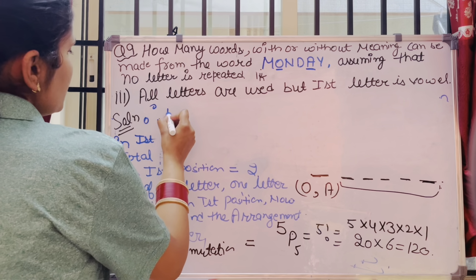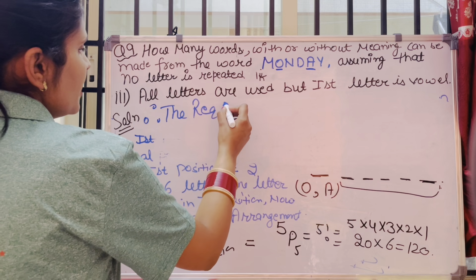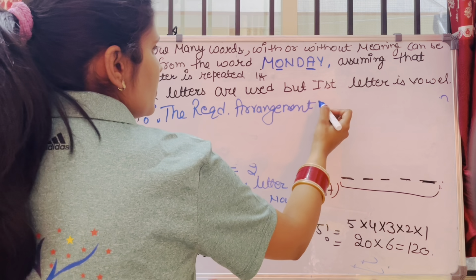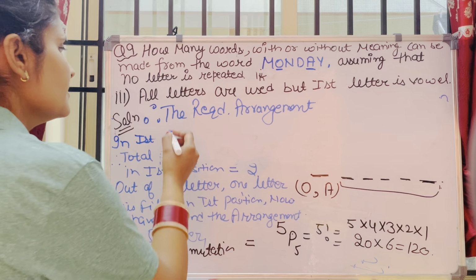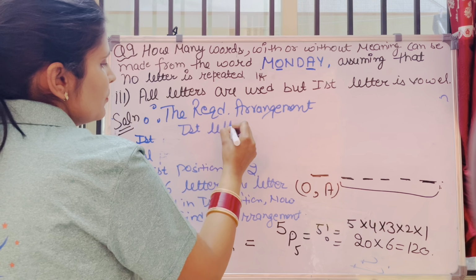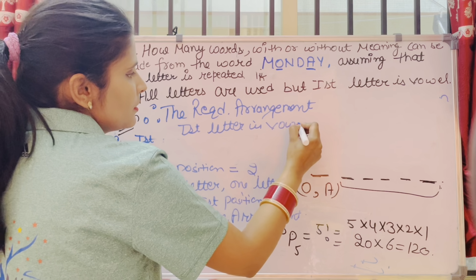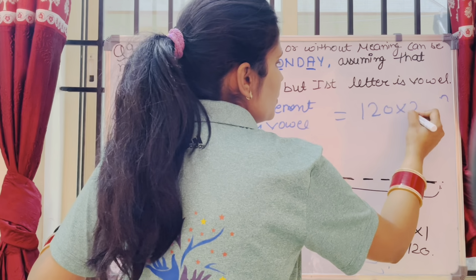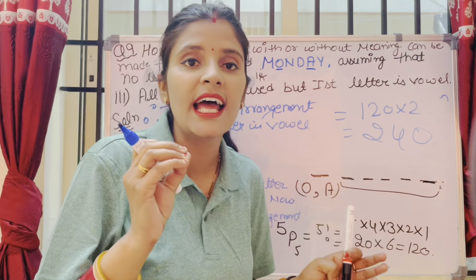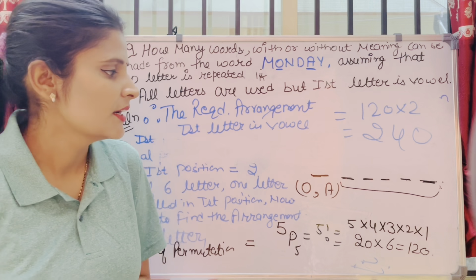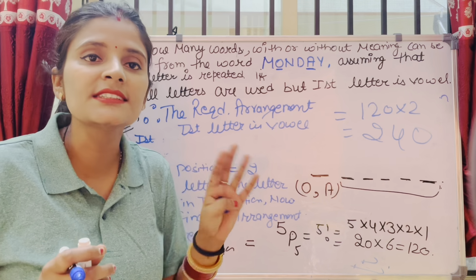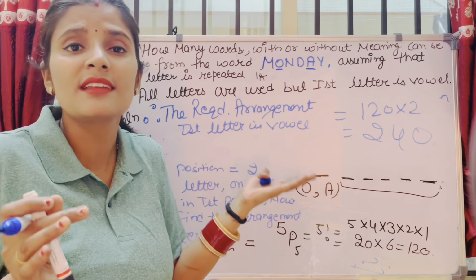Therefore, the required arrangement when the first letter is a vowel is 120 into 2, that is 240 words can be formed when the first letter starts with a vowel. I think this is also a very easy question. These types of questions we have already discussed in previous lectures. We have done lots of examples like this.